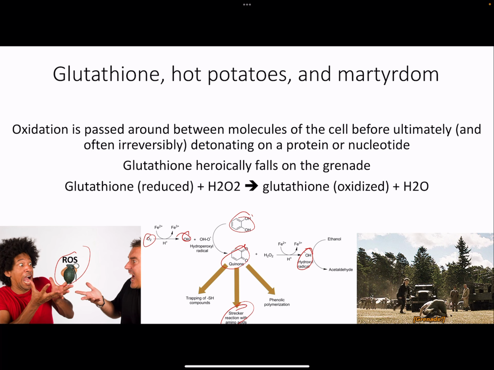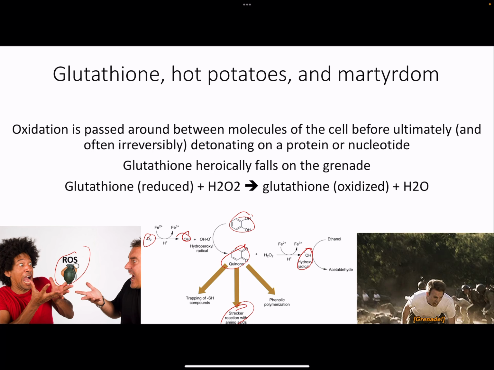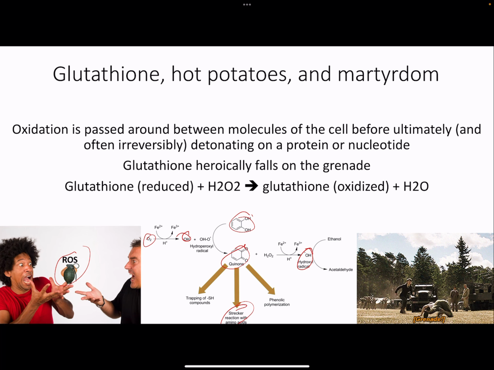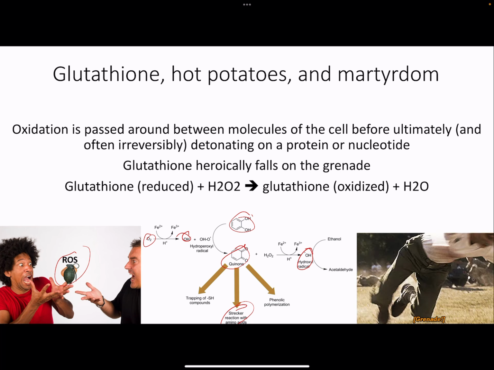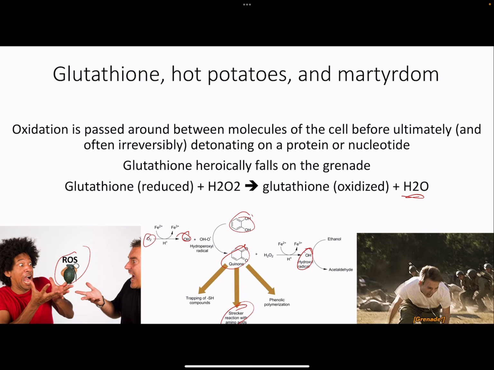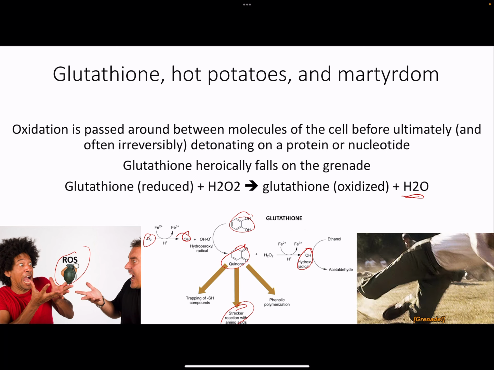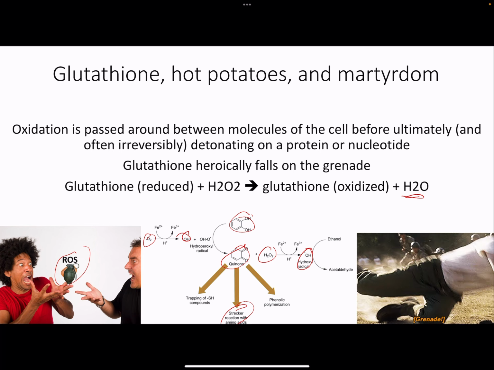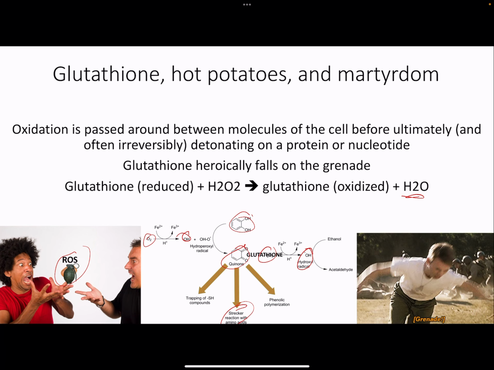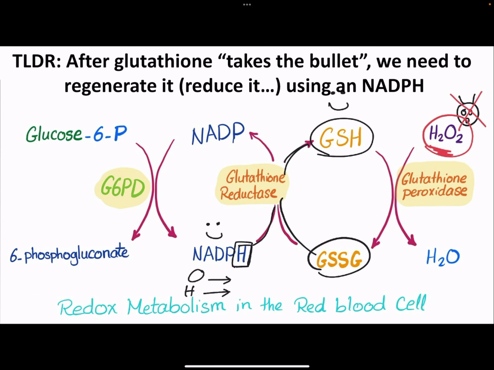So glutathione is like heroically falling on this grenade. It is reduced, and it is going to interact with hydrogen peroxide to reduce it, putting it into the benign water. So, yeah, it's jumping on that. Let's see that again. That's beautiful. Here's the grenade. It's going to damage something. No, glutathione jumps in and saves the day. So glutathione takes the bullet, jumps on the grenade, whatever you want, grabs the hot potato. But we need to regenerate it, right? We don't have an infinite supply of these.